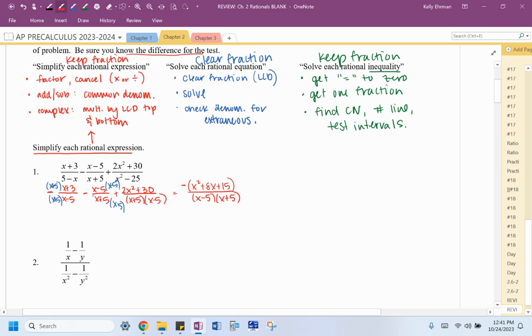Same thing here. Minus parentheses, x minus 5 times x minus 5 is x squared minus 10x plus 25. All this is over the common denominator. The third fraction already had the common denominator, so we just write plus 2x squared plus 30. But again, if this were a minus sign, we would distribute that negative through.